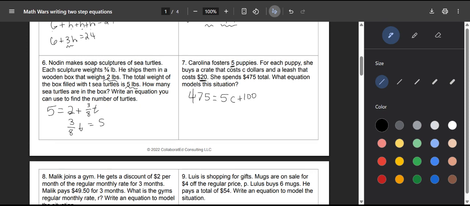All right, welcome back. So we know that Carolina spends $475 total, so our total goes off by itself. We know that every puppy gets a crate that costs $C, and since there are 5 puppies, that's going to be represented as 5C. That's our over and over again cost. And we know that she's going to buy a leash that costs $20, and I can figure out how much that would cost, right? If it's $20 per leash for 5 puppies, that's $100. So now I could use that equation to figure out the cost of the crate if I needed to.